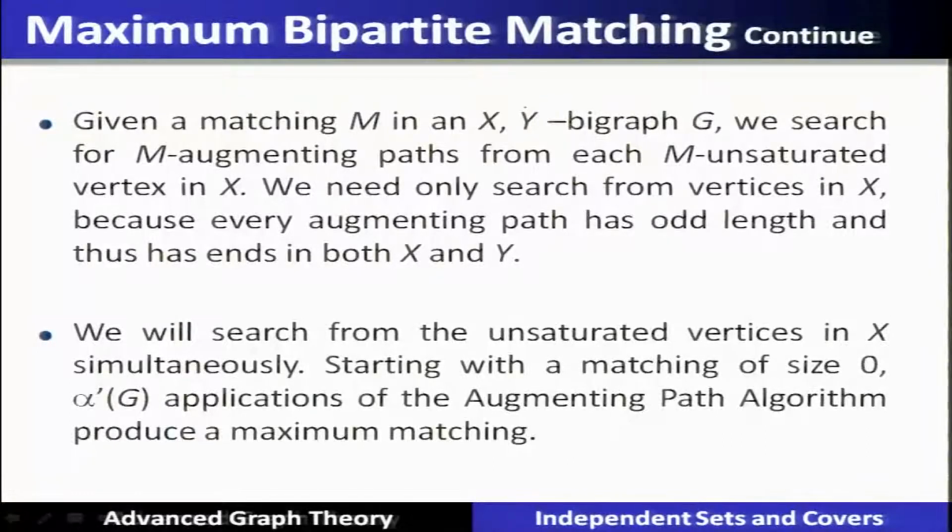Now, given a matching M in an XY bigraph, we search for an M augmenting path from an M unsaturated vertex in X. We need only search from the vertices which are unsaturated in X, because every augmenting path has an odd length and thus has ends in both X and Y. We will search from unsaturated vertices in X simultaneously, starting with a matching of size 0; alpha prime applications of the augmenting path algorithm will produce the maximum matching.